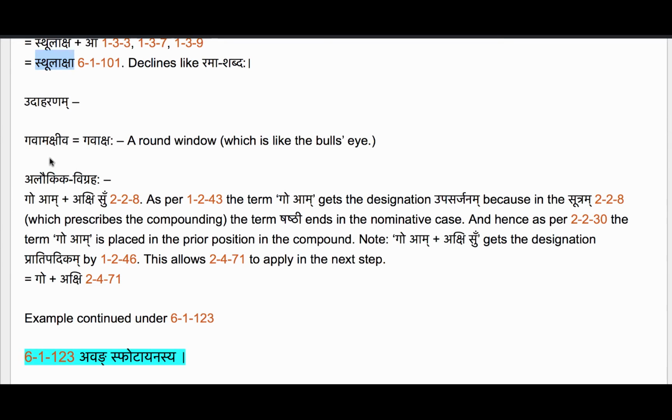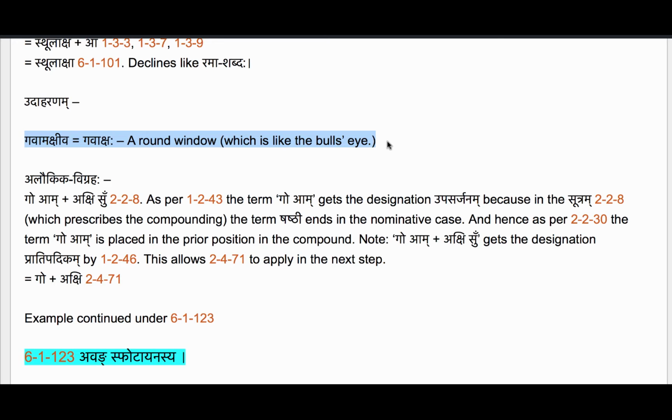Now while we are on this sutram, let us take another example, which is not actually a bahuvrihi compound. It is a tatpurushaha compound. Reason we are taking it now is because we need sutram 5.4.76 to derive this compound. As already mentioned, 5.4.76 is not limited to bahuvrihi compounds at all. Okay, the example here is gavamakshiva equals gavaksha, a round window which is like the bull's eye. This is a shashti tatpurushaha.